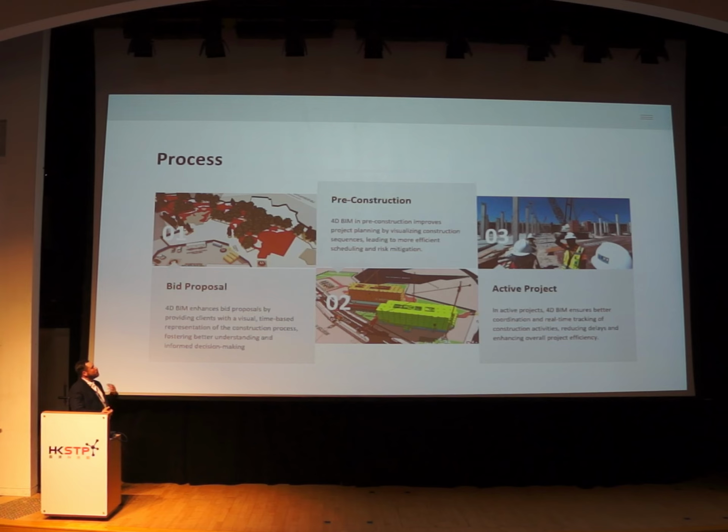We use that to improve project planning by visualizing construction sequences, leading to more efficient scheduling and risk mitigation. If there's a problem with the schedule, if there's a problem with the logistics, you want to find it then and not when you get to the next stage. The next stage is active project. In active projects, 4D BIM ensures better coordination and real-time tracking of construction activities, reducing delays and enhancing overall project efficiency.